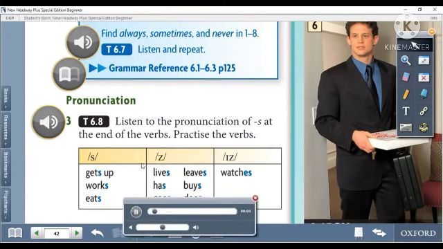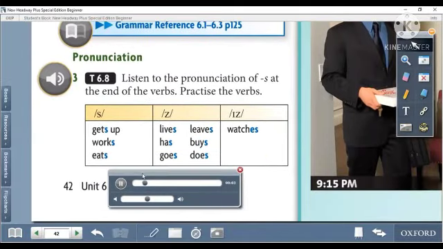Tape script 6.8. Pronunciation. S. Gets up. Works. Eats. Z. Lives. Has. Goes. Leaves. Buys. Does. Iz. Watches.